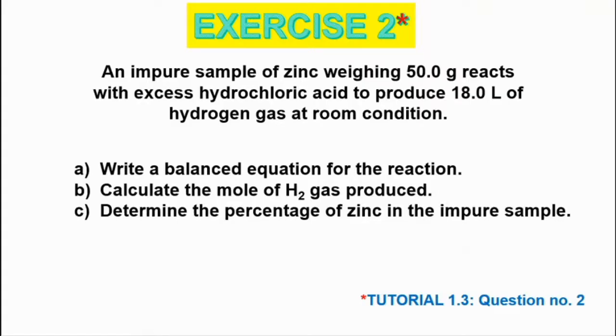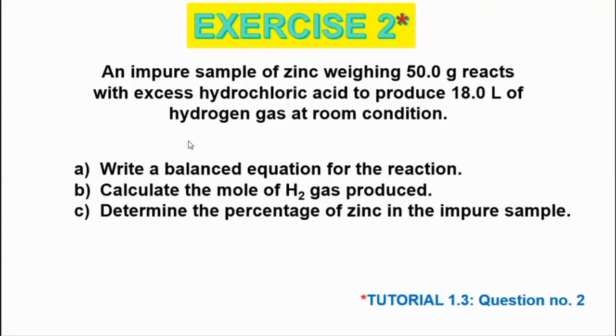Right guys, actually this question is the same question as in your tutorial 1.3, question number 2, so you can look for this question in your tutorial book. So what do we have here? This time we have an impure sample of zinc weighing 50 grams, which reacts with excess hydrochloric acid to produce 18 liters of hydrogen gas at room condition.